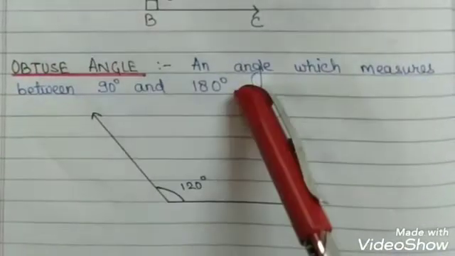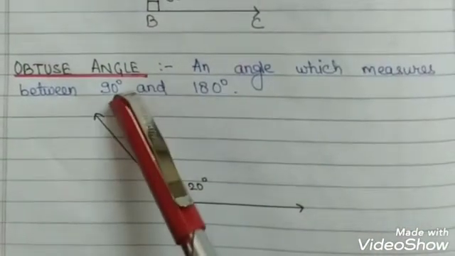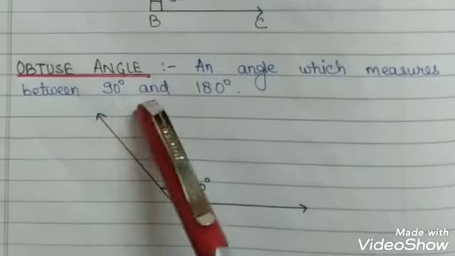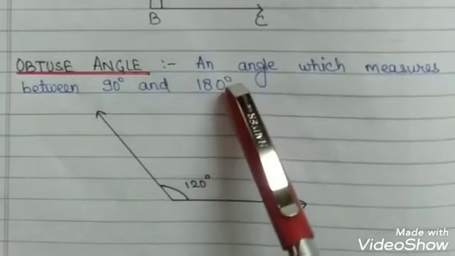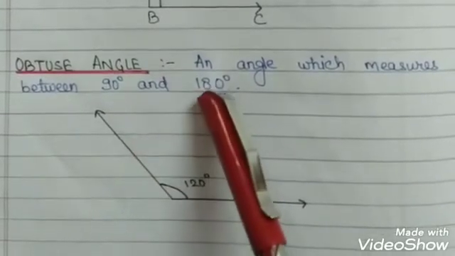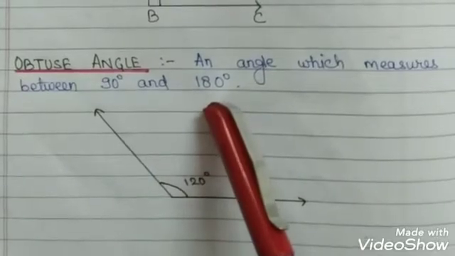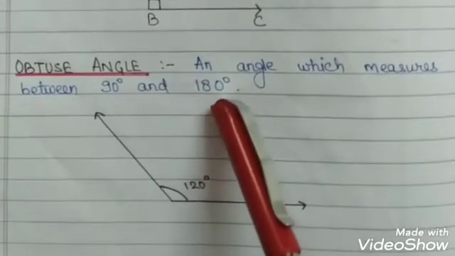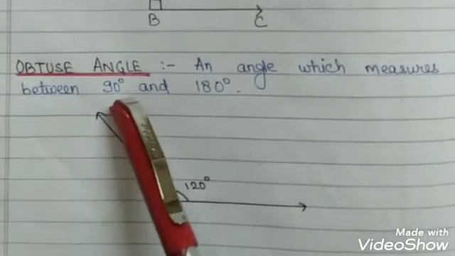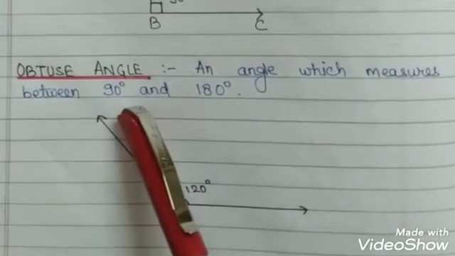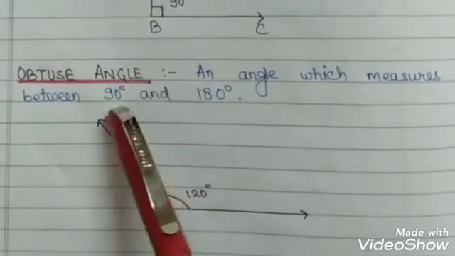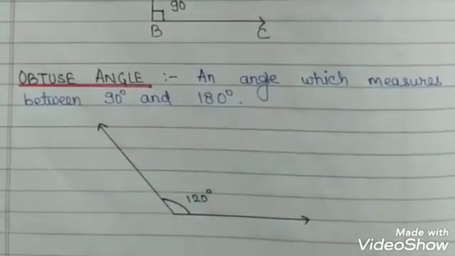Obtuse angle. An angle which measures between 90 degree and 180 degree is called an obtuse angle. That is, the angle should be greater than 90 degree and less than 180 degree. Means 91 degree is also called an obtuse angle, and angle measuring 179 degree is also an obtuse angle. But angle measuring 180 degree is not obtuse angle. The measurement should be between 90 degree and 180 degree. That is greater than 90 degree and less than 180 degree. For example, 120 degree. This is between 90 and 180, so it is an obtuse angle.